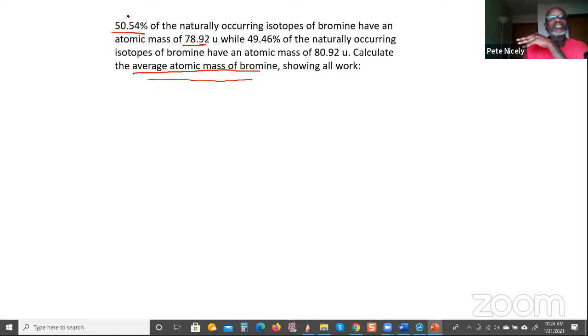So this is the percentage of one of them. This is the atomic mass of that isotope. This is the percentage of the other isotope and the atomic mass of that isotope, right? So basically what you'd have to do is multiply the percentages by their respective atomic masses and then add up those results. And that will give you the average atomic mass of bromine. All right? So that's basically an overview of how you tackle this problem. Okay, so how would you do this?